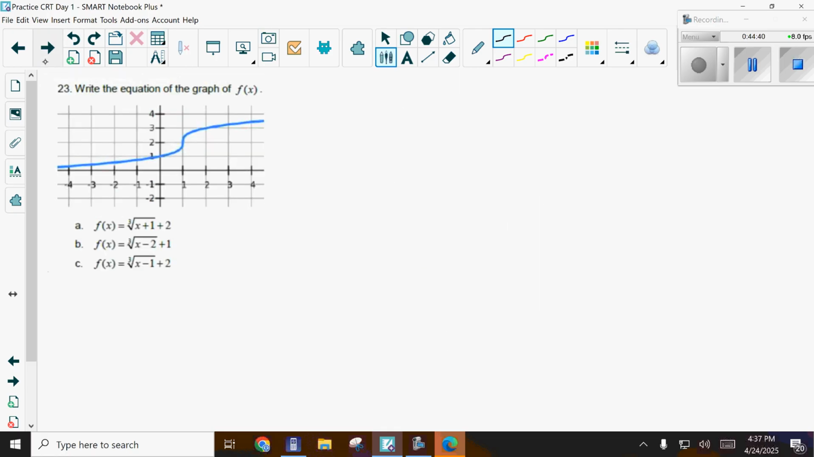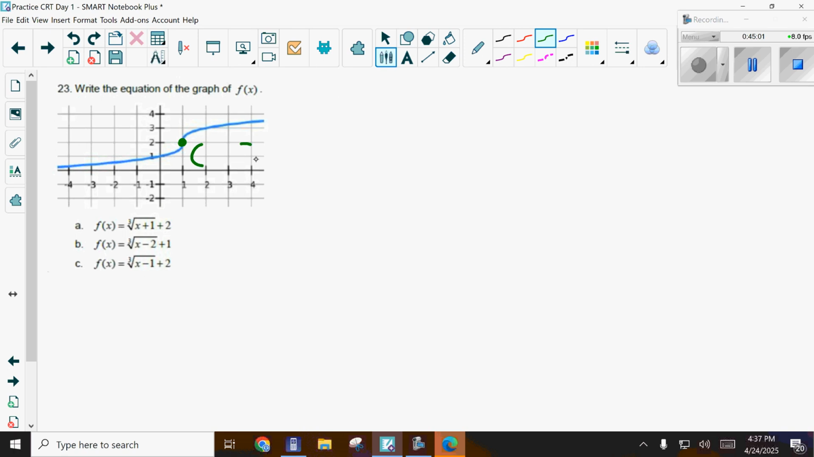Last one is write the equation of this graph. So there's no question about it. If you look at every choice, it all has the cube root on every single one. So we don't have to worry about that. Well, what we need to figure out is where's the middle. So it looks like the middle would probably be right here. This is like the starting point or the vertex of this shape.